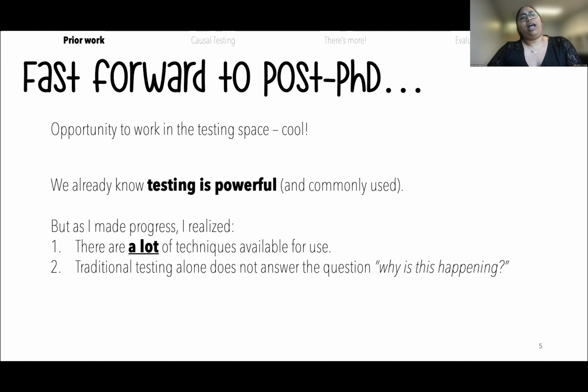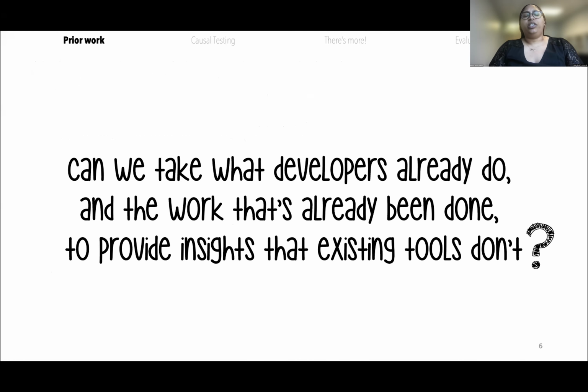And I also noticed that traditional testing alone doesn't actually answer the question, why is this happening, right? It'll help us find a defect. It'll help us even locate it in our code to some extent. But it almost never answers the question, why did this behavior happen? And so from doing some of this background work and reading, I came to a question of, can we take what developers are already doing and the work that's already being done to provide insights that existing tools don't currently provide? Specifically in this case, helping answer the why question. Why is this happening?